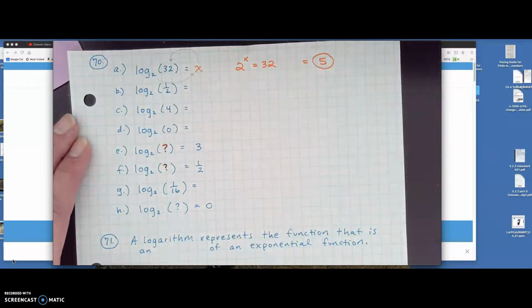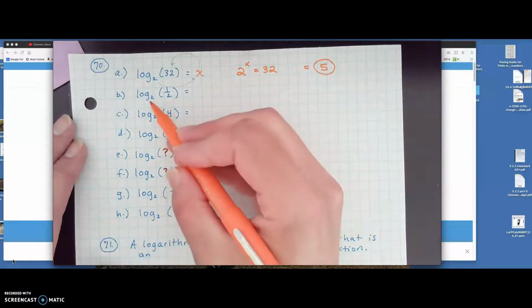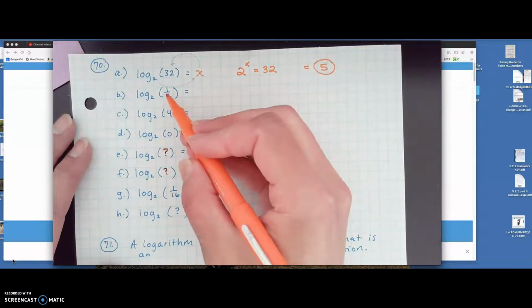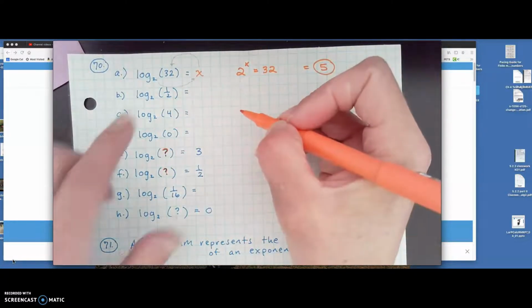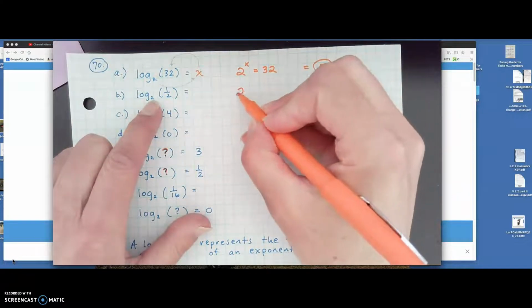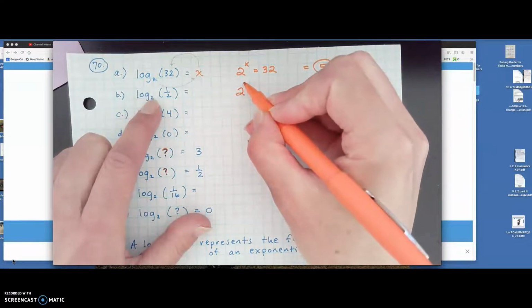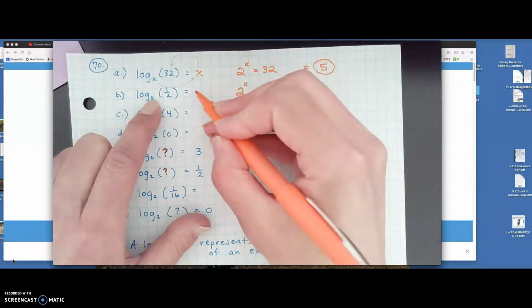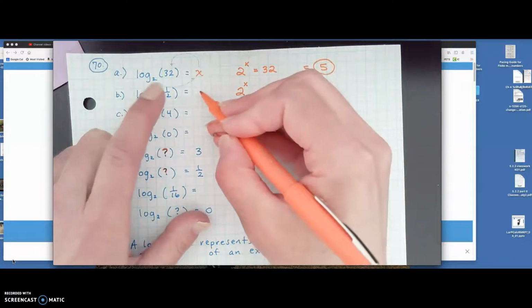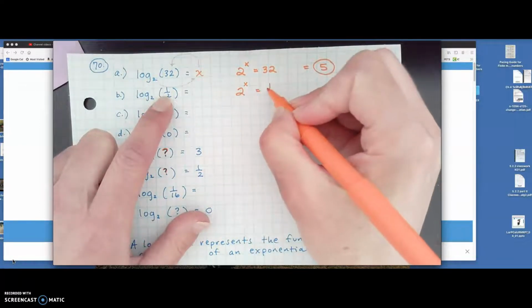So let's do the next one. Log base 2 of 1/2. So again, what we're trying to do is go 2, because that's the base, to the what power. So we're going to go x because there's nothing out here. And then equals 1/2.